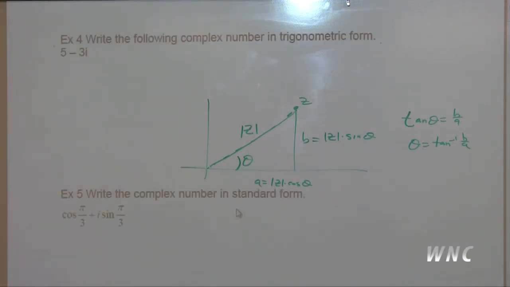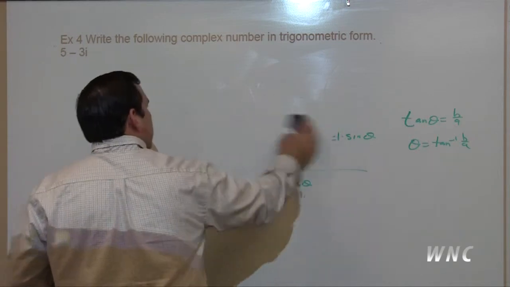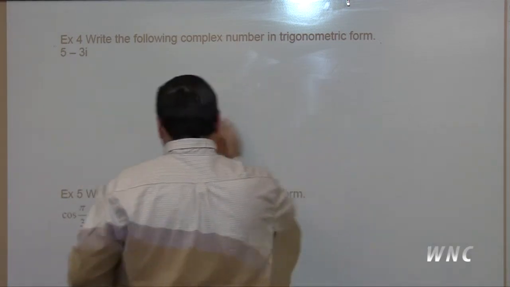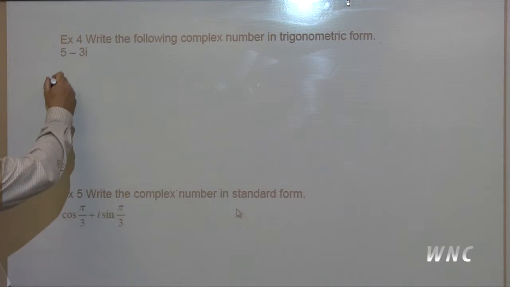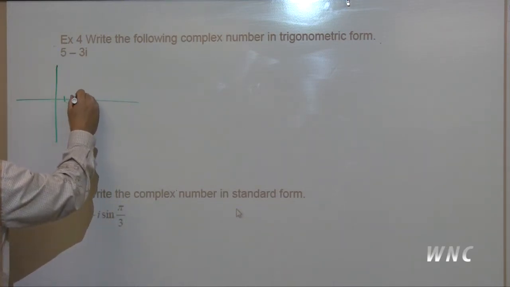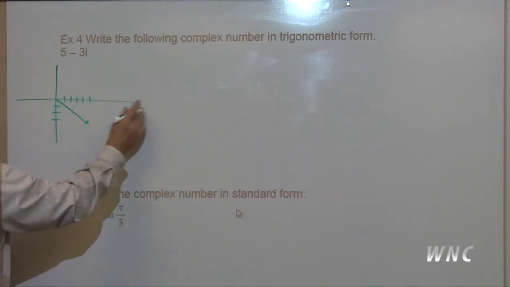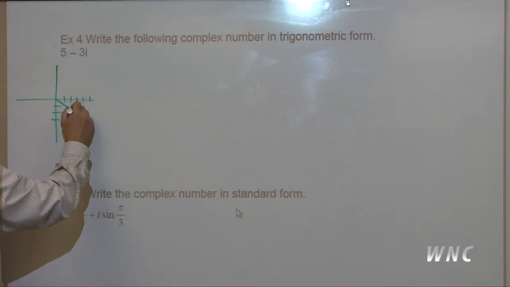Write the following complex number in trigonometric form. So I want to take a look at this where it's graphed, and that'll give us a good impression of what the theta should be. We have 5, 1, 2, 3, 4, 5 minus 3i. Okay, so we'll get our theta there.